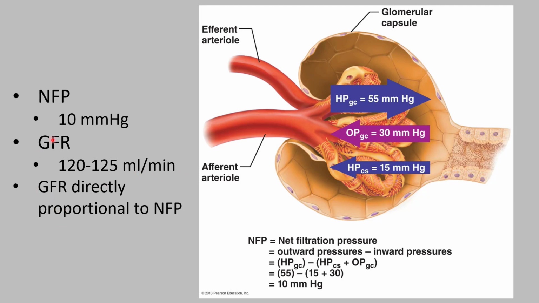Now, to tie this together, glomerular filtration rate is directly proportional to net filtration pressure. What that means is if net filtration pressure goes up, if it's above 10, well, glomerular filtration rate goes up. If net filtration pressure goes down, then glomerular filtration rate goes down.